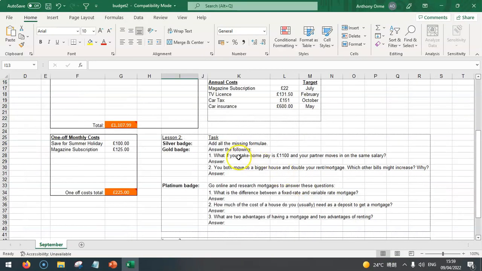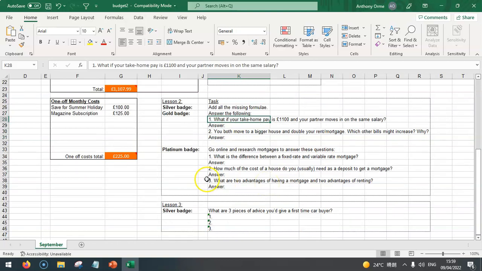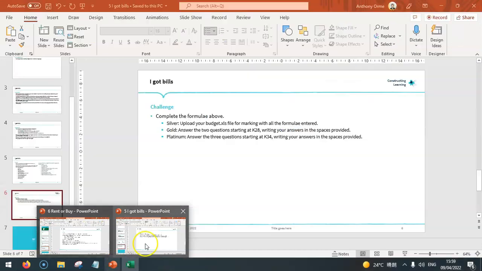we have: what if your take-home pay is 1,100 and your partner moves in on the same salary? Okay, write down what the answer is. You both move to a bigger house and double your rent. What other bills might increase and why? And let me just go back.